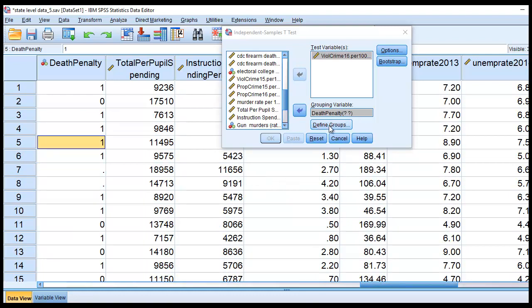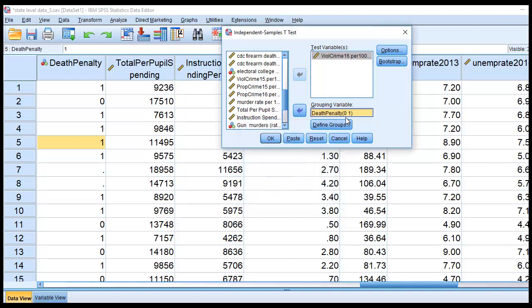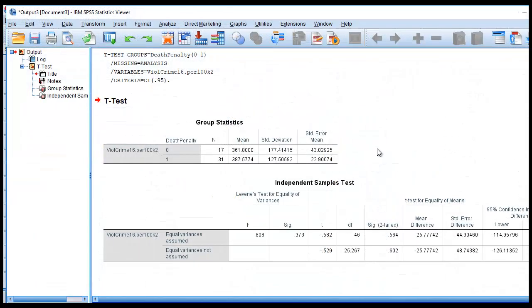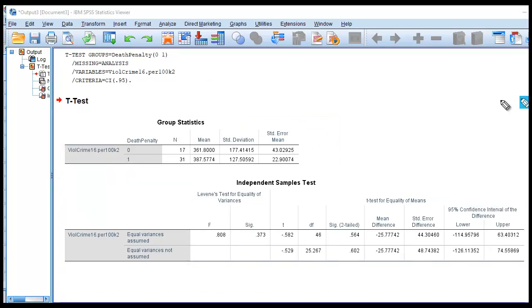So at any rate, I'm going to click on Define Groups, and for Group 1, I'm going to type in 0, and then for Group 2, I'm going to type in a 1. So the 0 and 1 designations as Group 1 and Group 2 are arbitrary designations, but they do represent the two different groups. So you have to keep in mind the coding when you are looking at your outcome results. So we're going to click on Continue, and now you can see it highlights as death penalty and then 0, 1. Next, I'll click on OK, and there you go. So here are our t-test results. So you can see that basically we have death penalty.